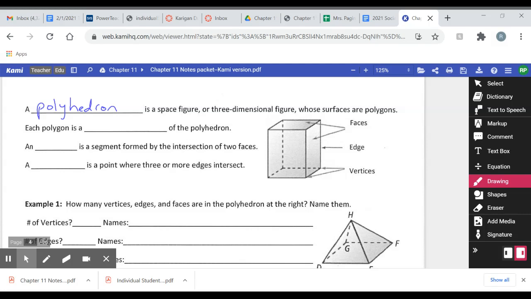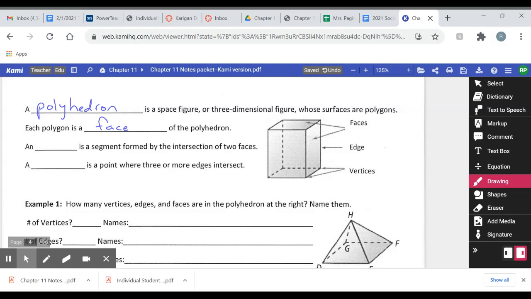In this particular case, a polyhedron has all surfaces that are polygons, but it can be any type of polygon. The different faces that make up that 3D figure could be squares, rectangles, triangles, or hexagons. There can be all different polygons that make up these figures. So each polygon is a face of the polyhedron. Again, a face is like a side of the 3D figure, and all of those faces are different shaped polygons, the two-dimensional shapes that we learned in chapter 10.